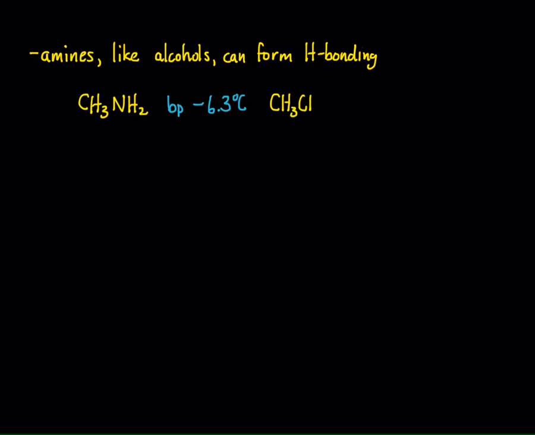Our next substituted alkane is an amine, and amines, like alcohols, can form hydrogen bonding. So if I look at methylamine, it has a boiling point of minus 6.3 degrees. Now you might say, wait a second, I just saw methanol has a boiling point of 65 degrees. Why is this so much lower? Well, again, you have to compare it to something that has about the same molecular weight, so we can compare it to ethane. Ethane has a boiling point of minus 89 degrees. So again, we see it's much higher than that of ethane, and the reason for that is hydrogen bonding.